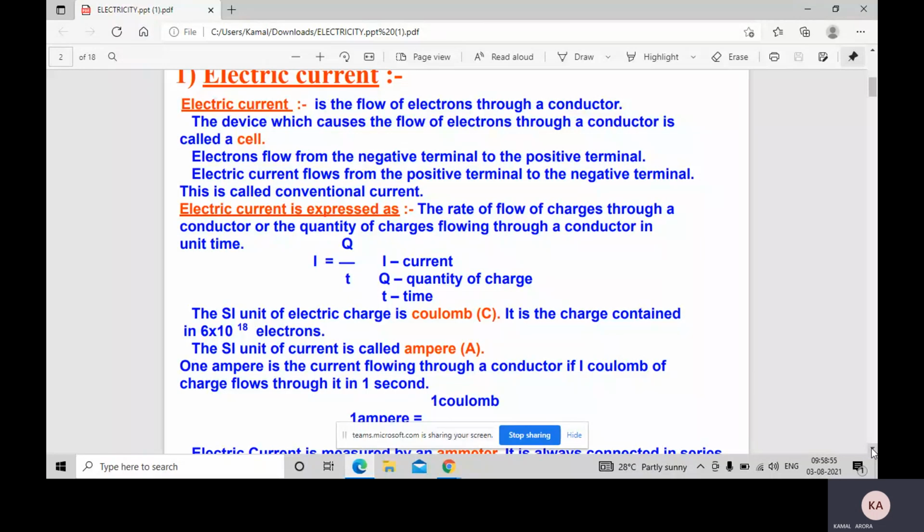Actually, electrons flow from the negative to the positive terminal, but we consider the current from positive to negative, that is conventional current. Conventional means what we consider.